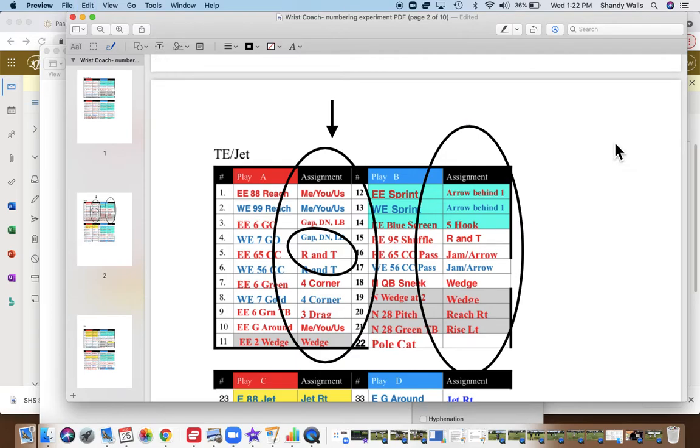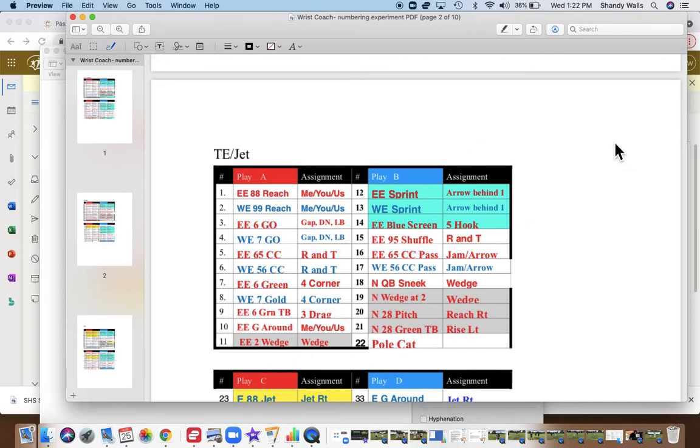Okay, now, there's some other things in this risk coach that I need to make you aware of. Let's take a look at play number 1. East 88 reach. I want you to notice that that's written in red. The text is in red. Now that's a clue. That's going to tell the tight end that he needs to line up to the right-hand side. Red equals right because they both begin with the letter R.